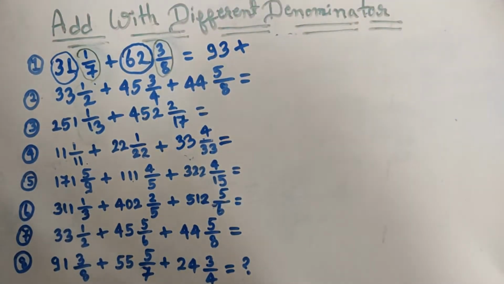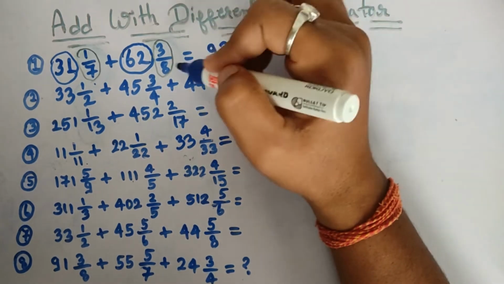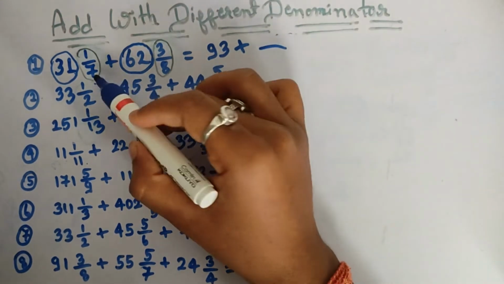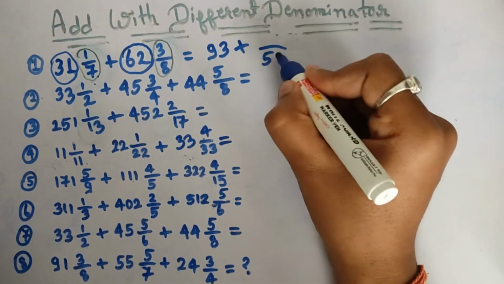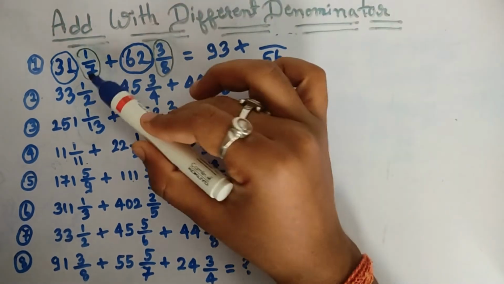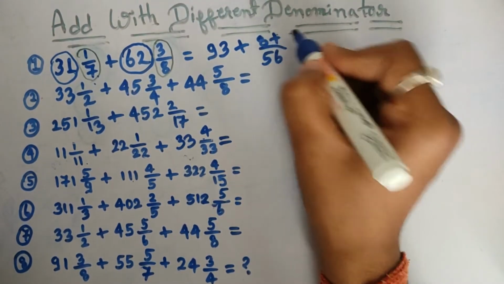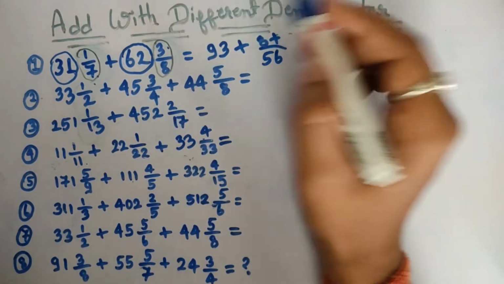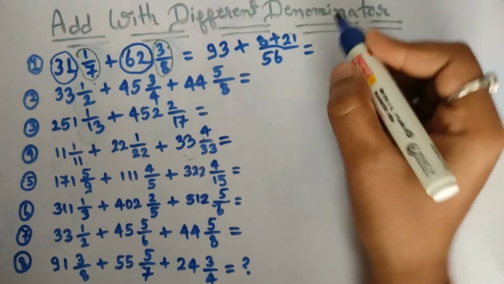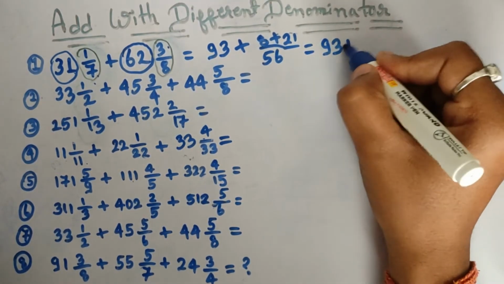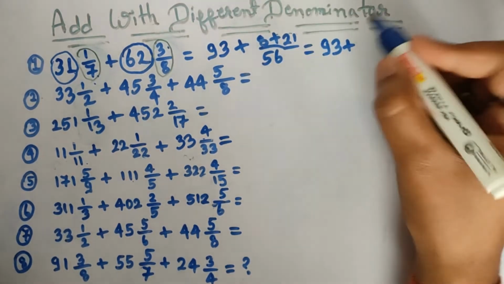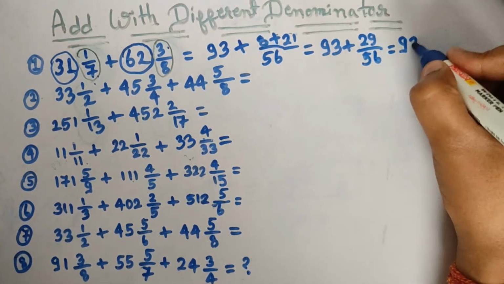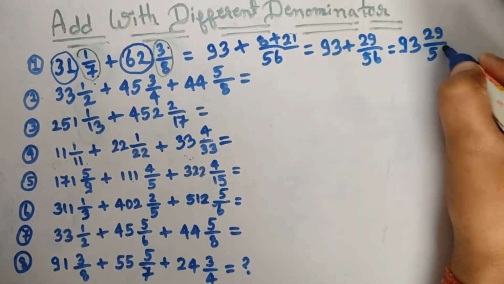The method of adding 1 by 7 and 3 by 8 is easy, that we have learned in class 6 or 7. So take the LCM of 8 and 7, which is 56, as you know. Now 56 divided by 7 equals 8, plus 56 divided by 8 equals 7, and 7 multiplied by 3 equals 21. So 93 plus 8 plus 21, which is 29 by 56. You can write it as 93 and 29 by 56.